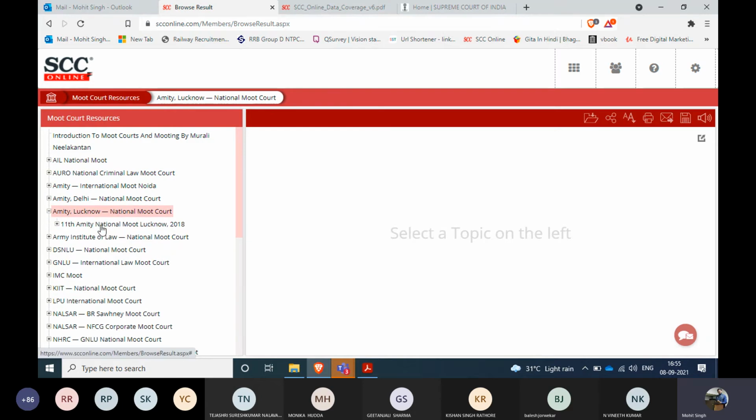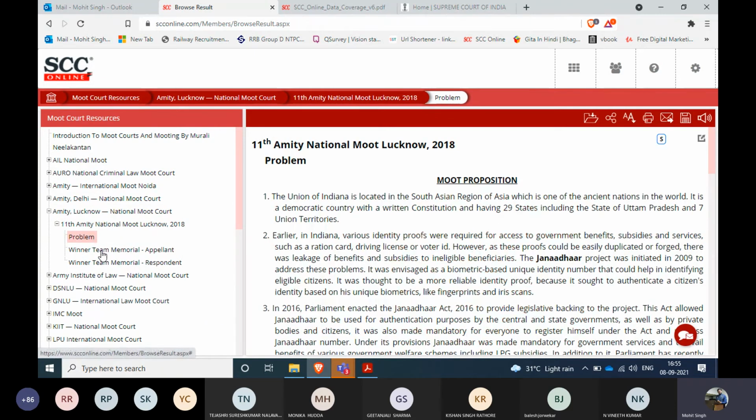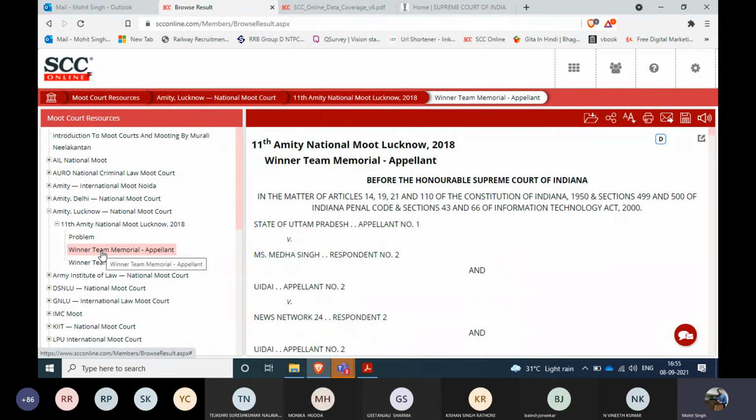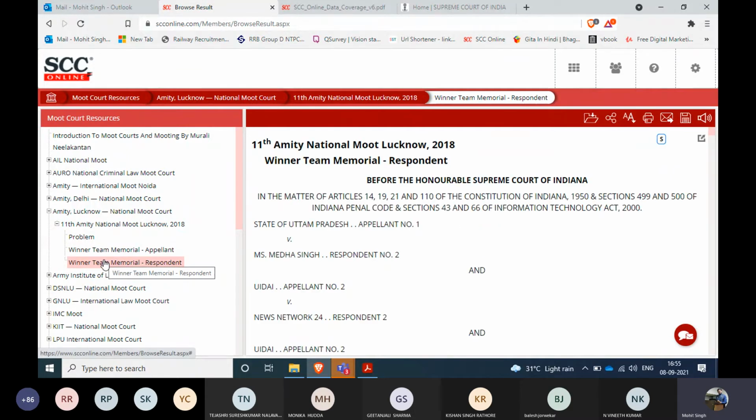Let me give you the data of that. So we are clicking on MIT Lucknow. So we have the moot proposition or the problem available over here. We also give you the data on what the winner team memo was, how they submitted their memo, and what was their winner team memo from the respondent side. So from both the parties, you can get the data on how you can present your arguments, and similarly, you can make up your strategy.